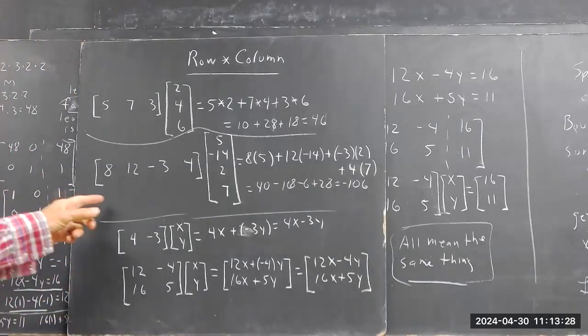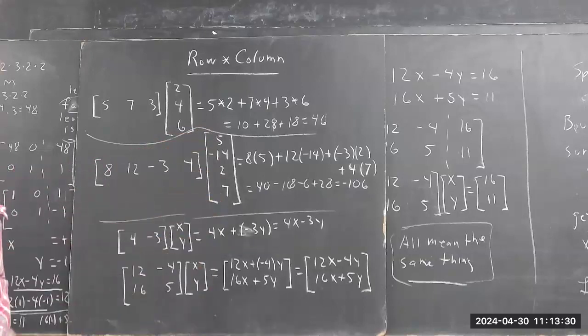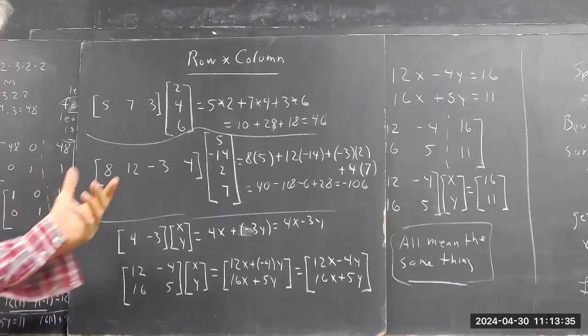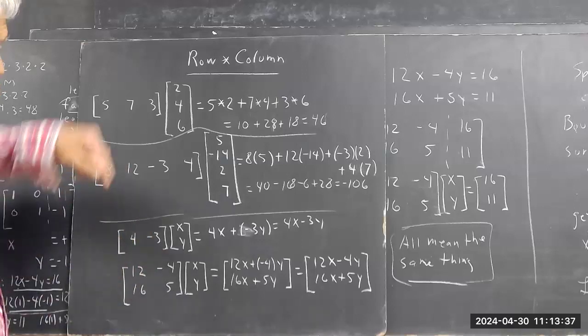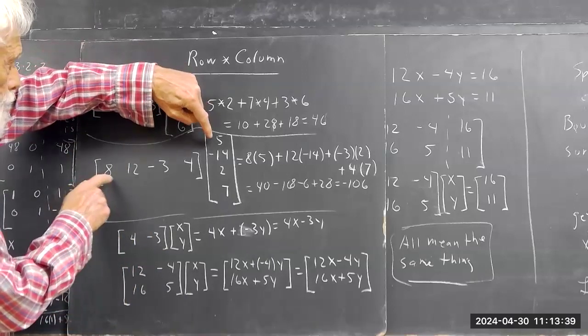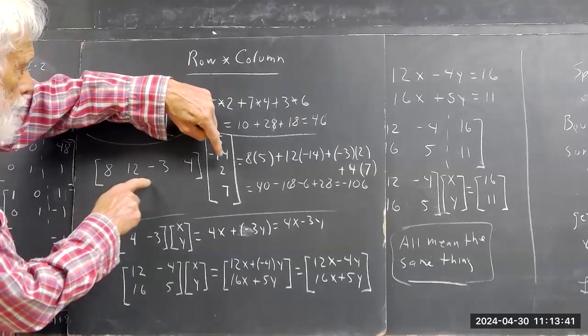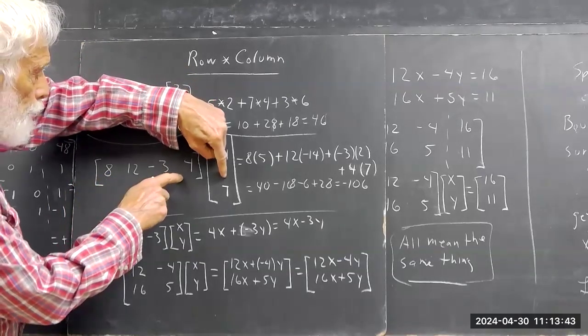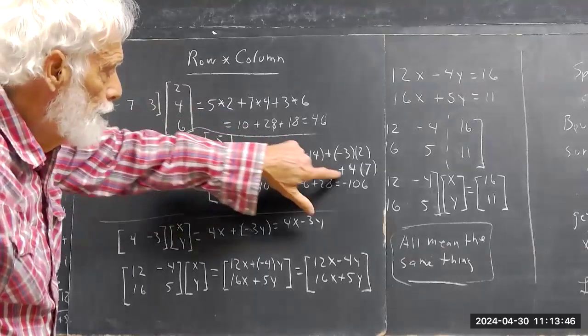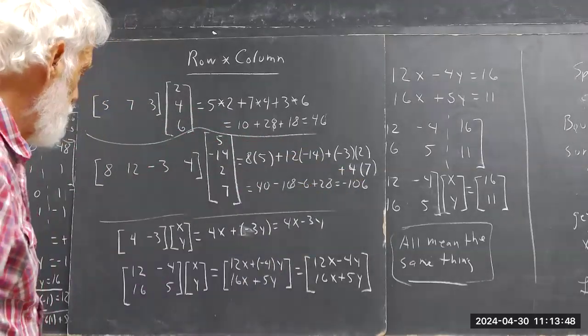Another example, we've got a row of 4 and a column of 4. So we can multiply those, and we do exactly the same thing. We match up the 8 and the 5, the 12 and the -14, the -3 and the 2, the 4 and the 7. And we get these numbers that I think add up to -106.